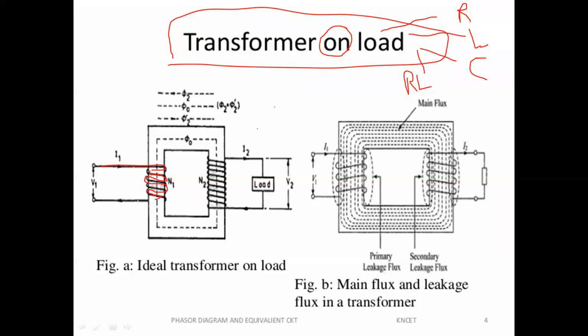and secondary winding. So this is the secondary winding. Primary turns N1, secondary turns N2, primary current I1, secondary current I2. This is the load. Secondary voltage V2, primary voltage V1.